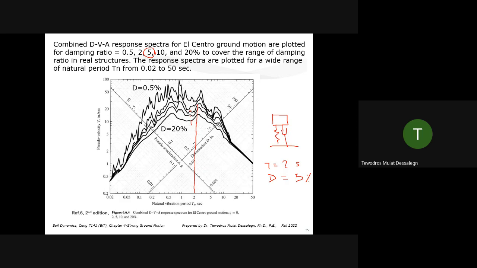Now, once you are on the curve for 5%, you can go perpendicular to the acceleration axis. So the corresponding pseudo acceleration or spectral acceleration is around, this is a log chart, so this is 0.1, 0.2. So it's 0.2 g. The design acceleration is 0.2 g. You can do the same thing for velocity or displacement. So make sure you are on the curve of the required damping value, and make sure you go perpendicular to get the values.